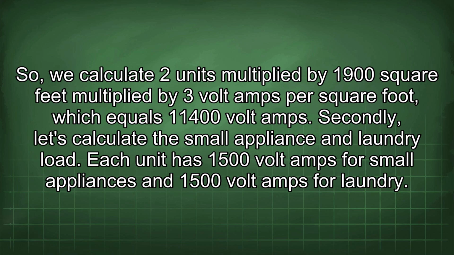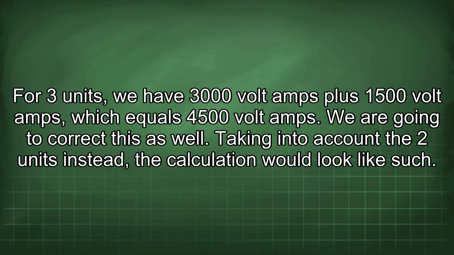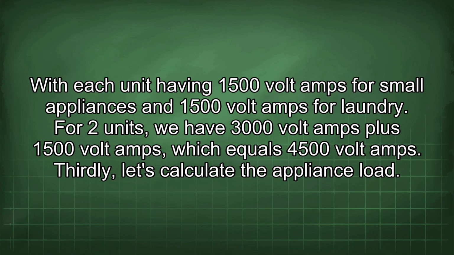Each unit has 1500 volt amps for small appliances and 1500 volt amps for laundry. For 3 units, we have 3000 volt amps plus 1500 volt amps, which equals 4500 volt amps. We are going to correct this as well. Taking into account the 2 units instead, the calculation would look like such, with each unit having 1500 volt amps for small appliances and 1500 volt amps for laundry. For 2 units, we have 3000 volt amps plus 1500 volt amps, which equals 4500 volt amps.